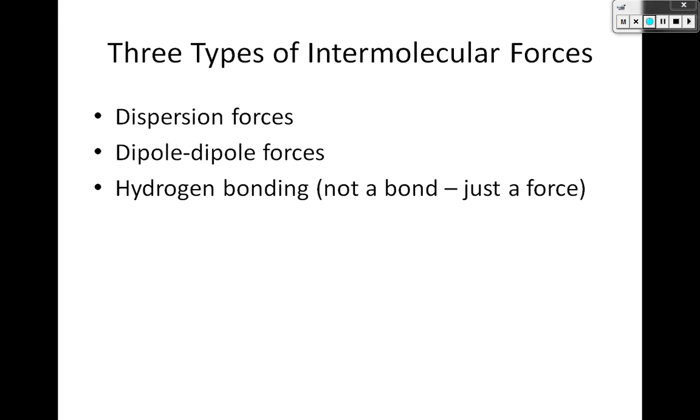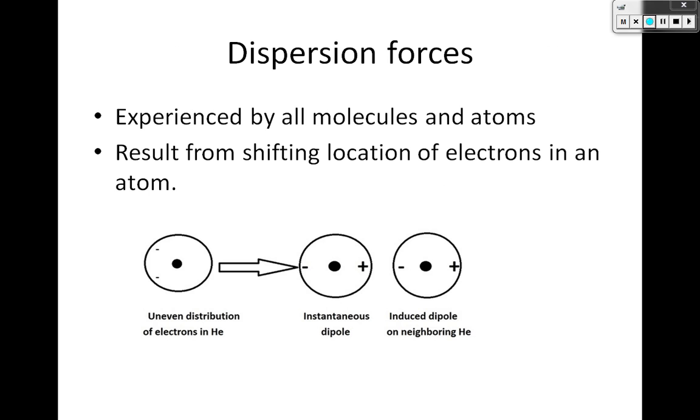Just to recap though, hydrogen bonding isn't a bond, it's just a force. So it's called hydrogen bonding, but it's not an actual bond. A hydrogen bond, which is the strongest of these three forces, is only about 2 to 5% as strong as a covalent bond. So please don't confuse the two and think there's an actual bond going on in hydrogen bonding. So let's break these down.